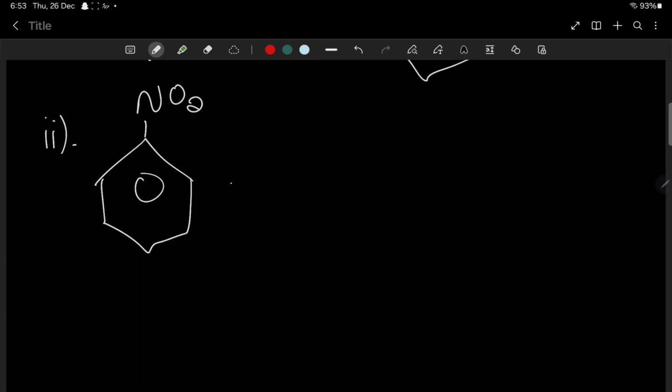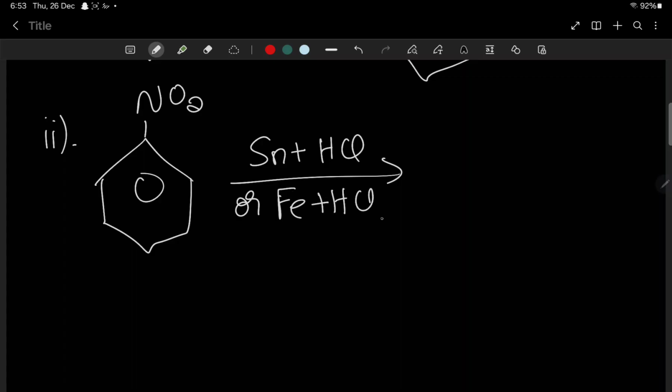Now the second method is that we can take a nitro compound. I'm once again taking nitrobenzene and I can add tin plus HCl or iron plus HCl. With any one of these, tin plus HCl or iron plus HCl, it will be reduced, because tin plus HCl is a reducing agent. It will be reduced to NH2.